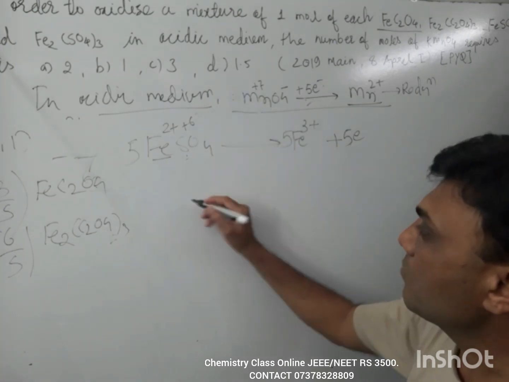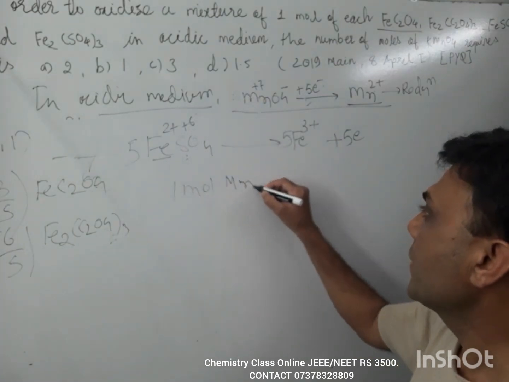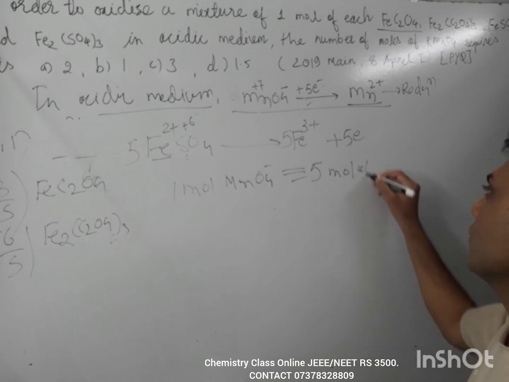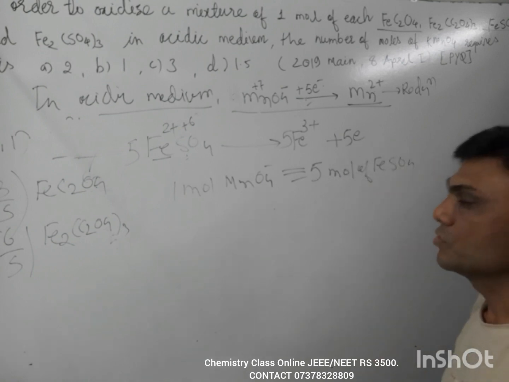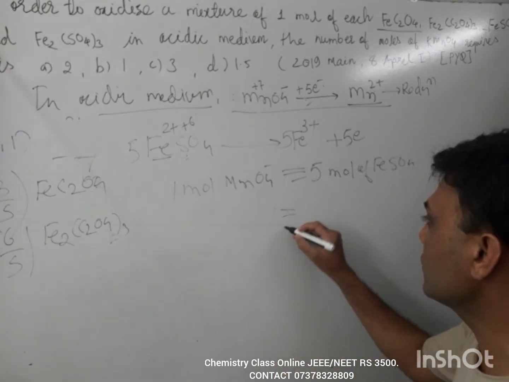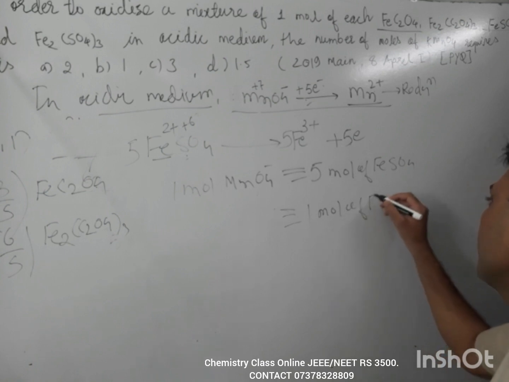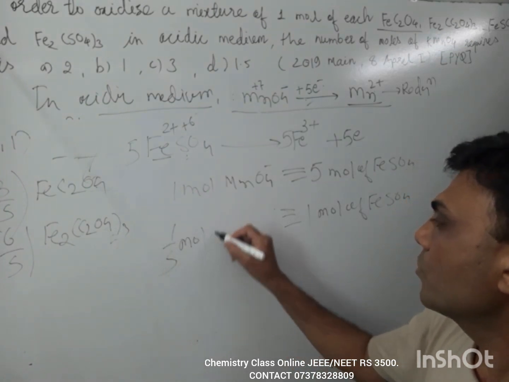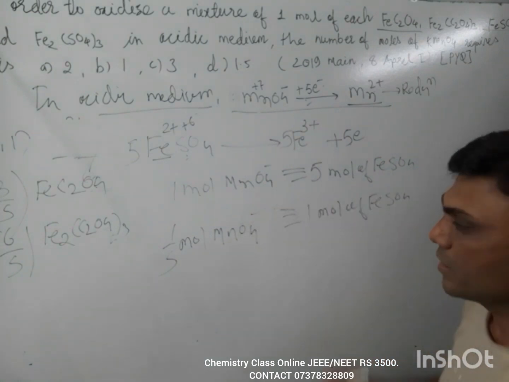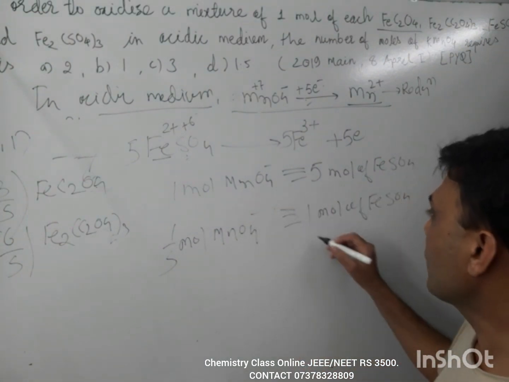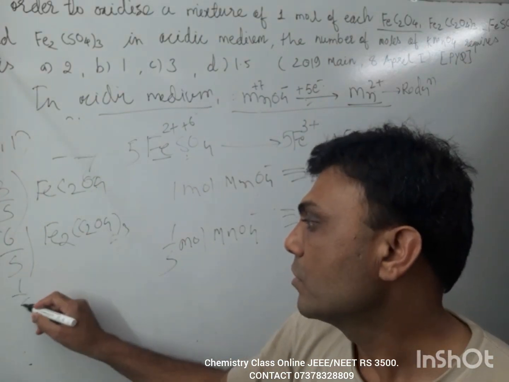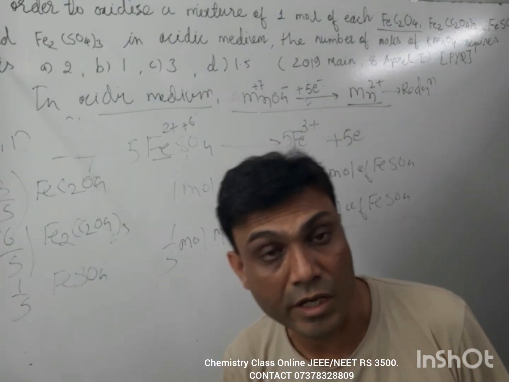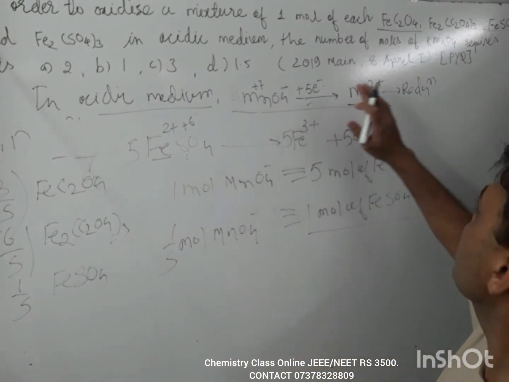That means 1 mole of MnO4⁻ is required to oxidize 5 moles of ferrous sulfate. So if there is only 1 mole of ferrous sulfate, FeSO4, we have to take this 5 to this side, and it will become 1/5 moles of MnO4⁻. So for 1 mole of FeSO4 we require 1/5 moles of MnO4⁻. It is for FeSO4, that is ferrous sulfate. Remember this thing.